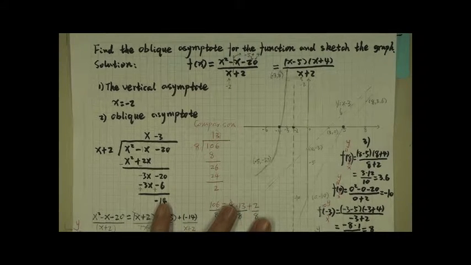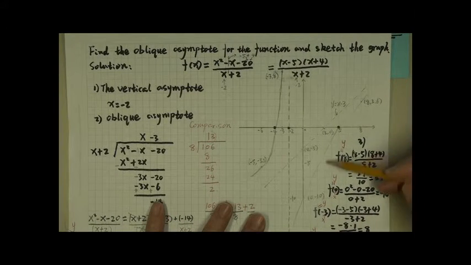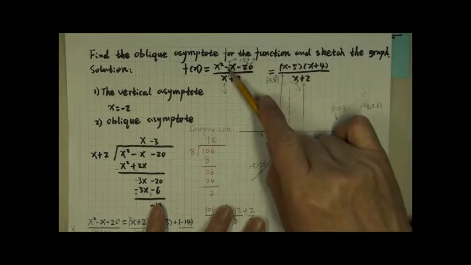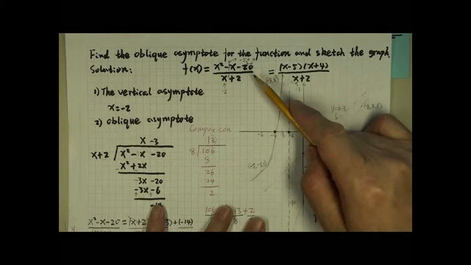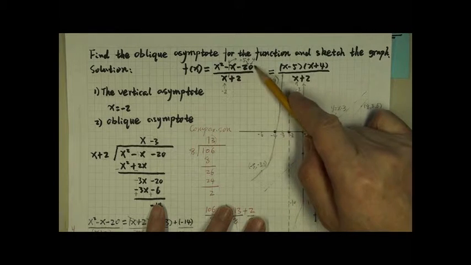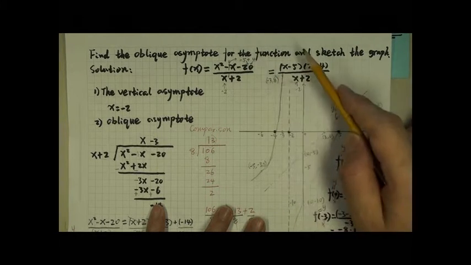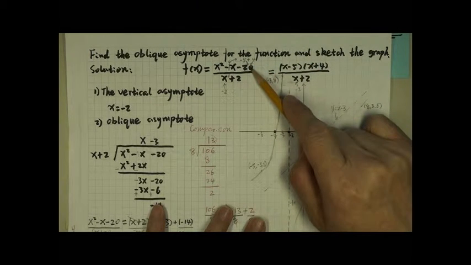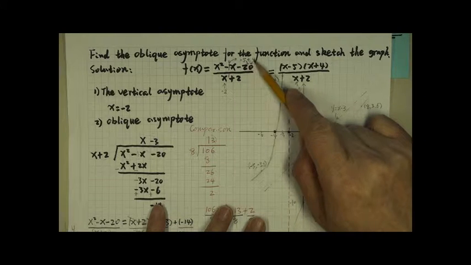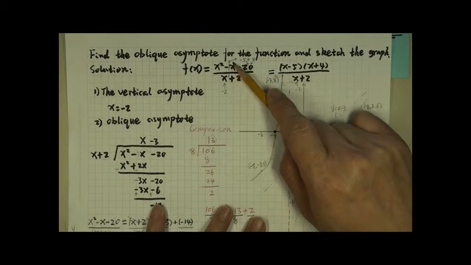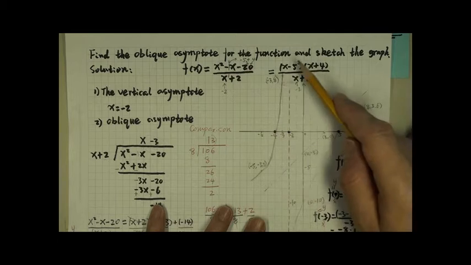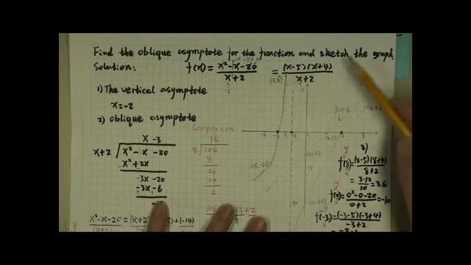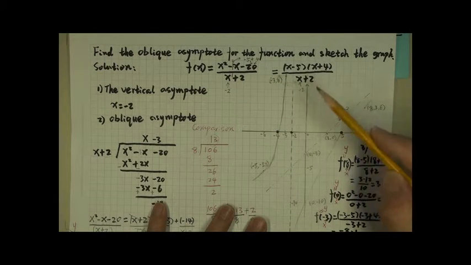Step 3 is to find the 0 points and sketch the picture. To find the 0 points, we need to factor the numerator. Right here, negative 20 is negative 5 times 4. Negative 5 times 4 gives you negative 20, and negative 5 plus 4 gives you negative 1. So the numerator can be factored into x minus 5 times x plus 4. The denominator is x plus 2.